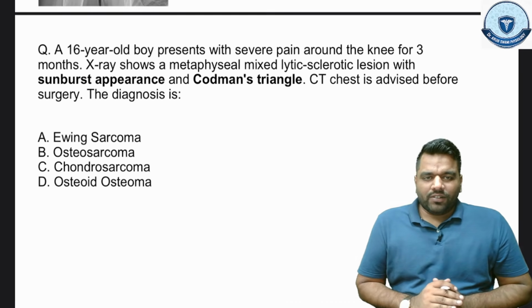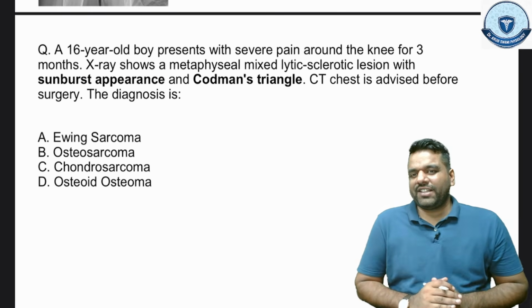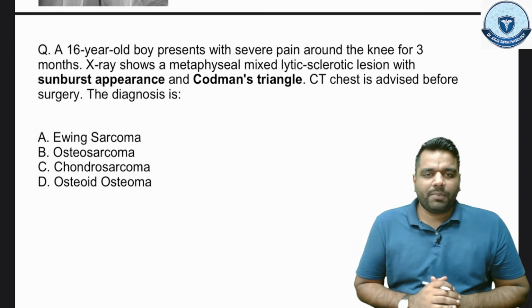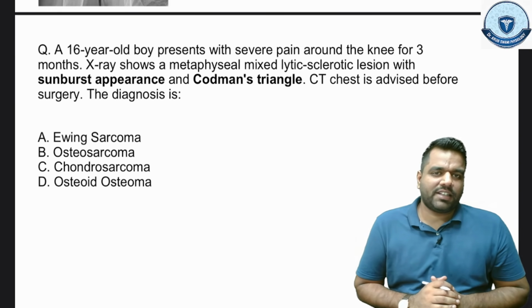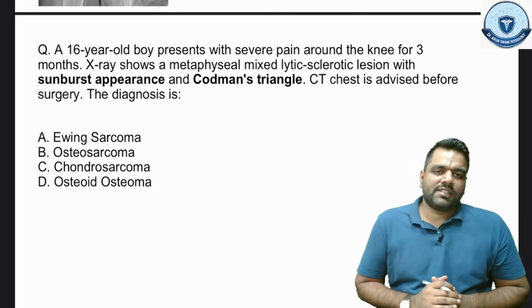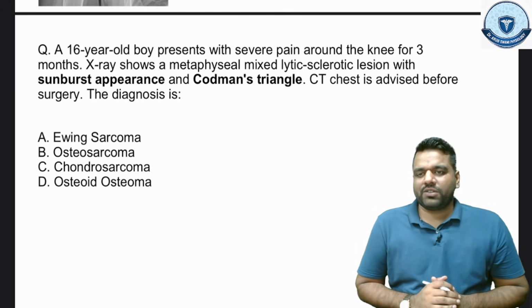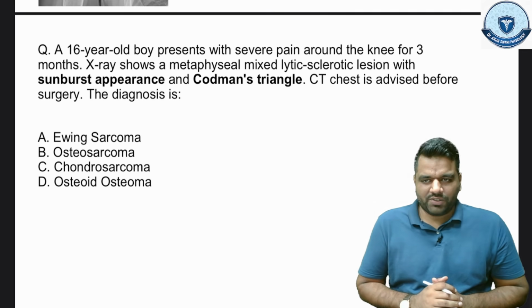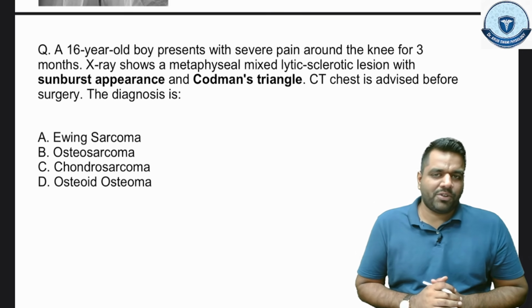Chondrosarcoma. So the MCQ is, a 16-year-old boy presents with severe pain around the knee for 3 months. X-ray shows a metaphyseal mixed lytic sclerotic lesion with sunburst and Codman's triangle. CT chest is advised before surgery. The diagnosis is Ewing sarcoma, osteosarcoma, chondrosarcoma, osteoid osteoma.